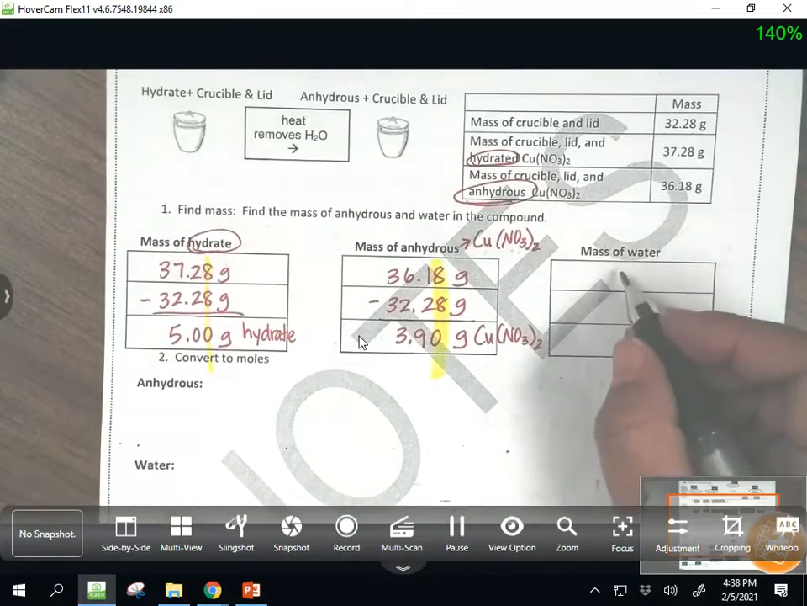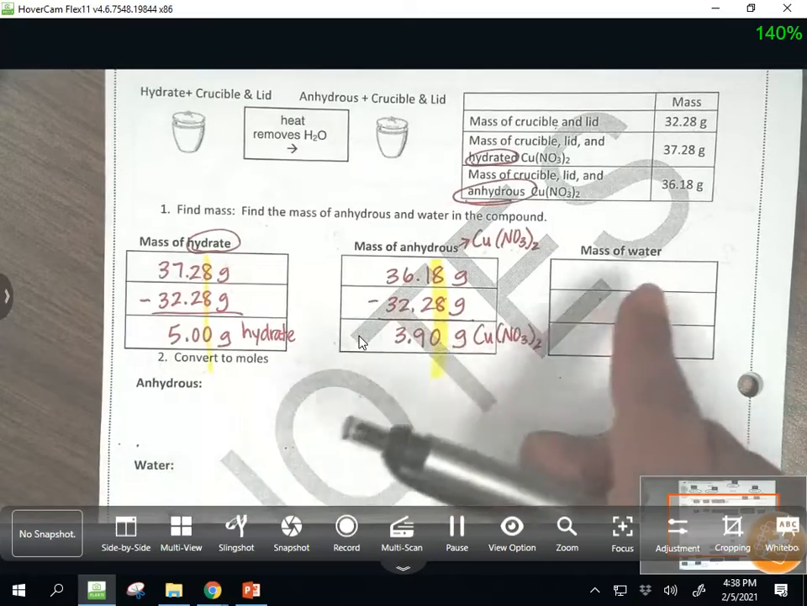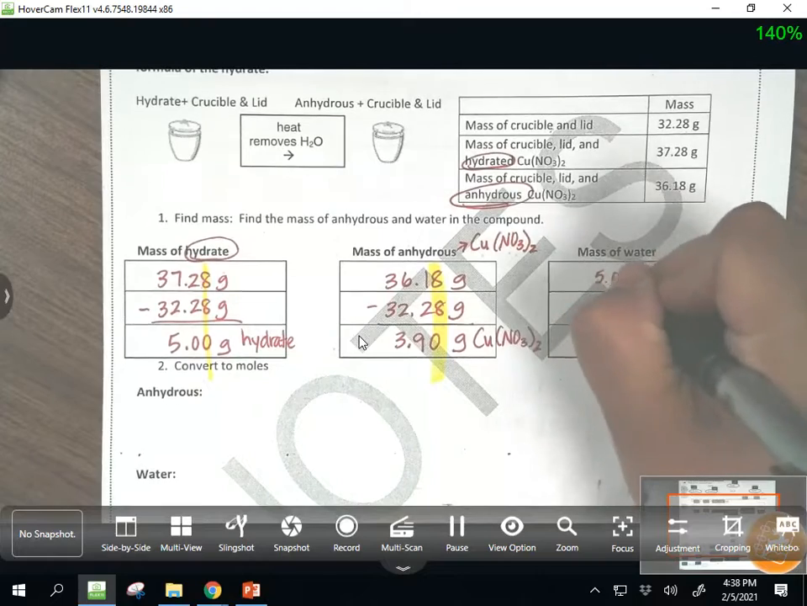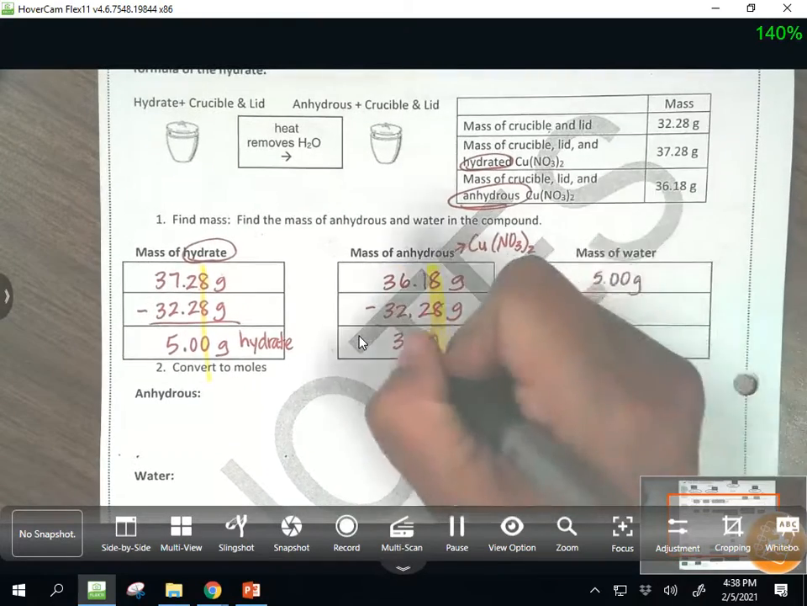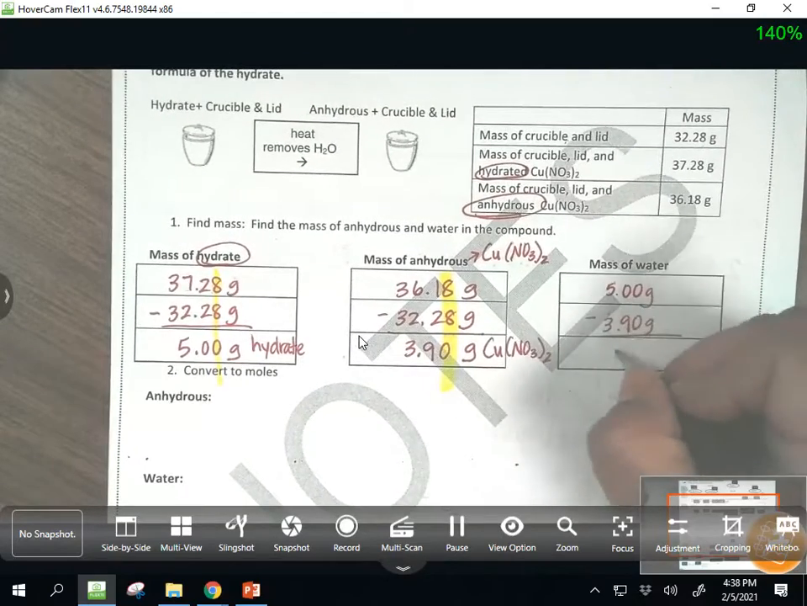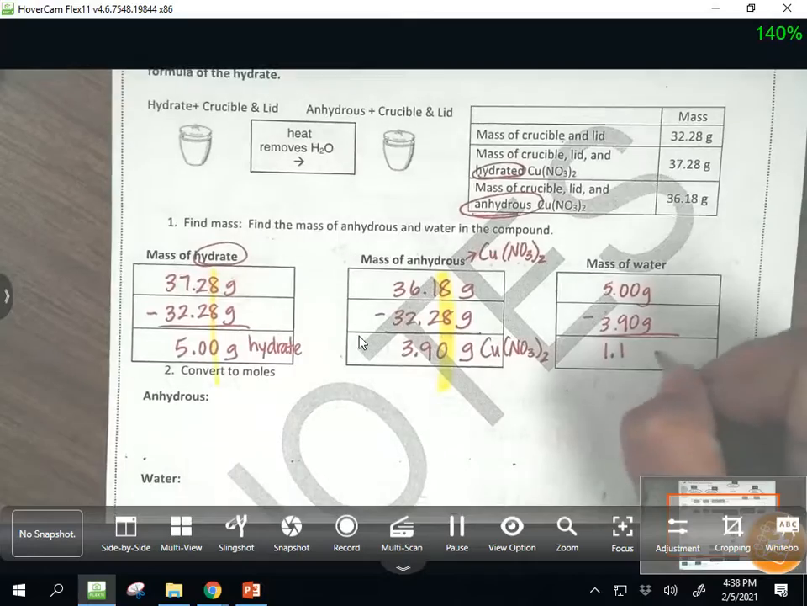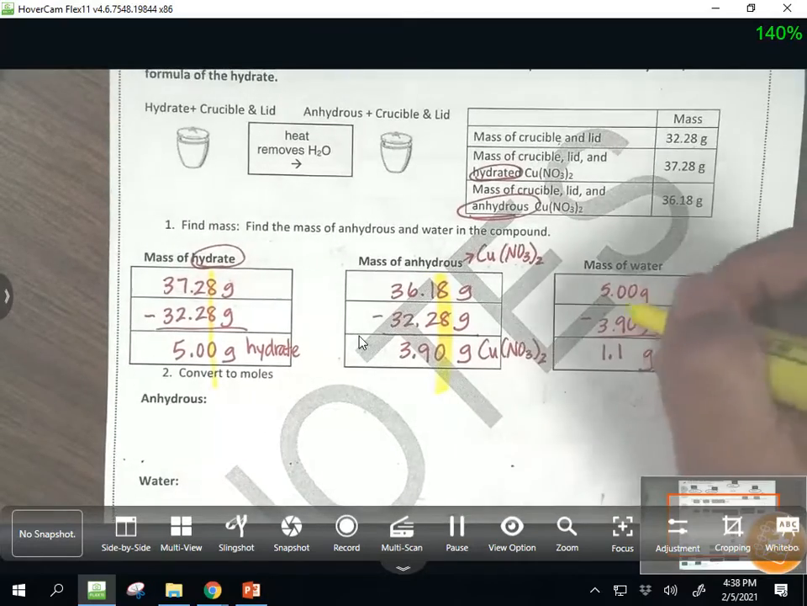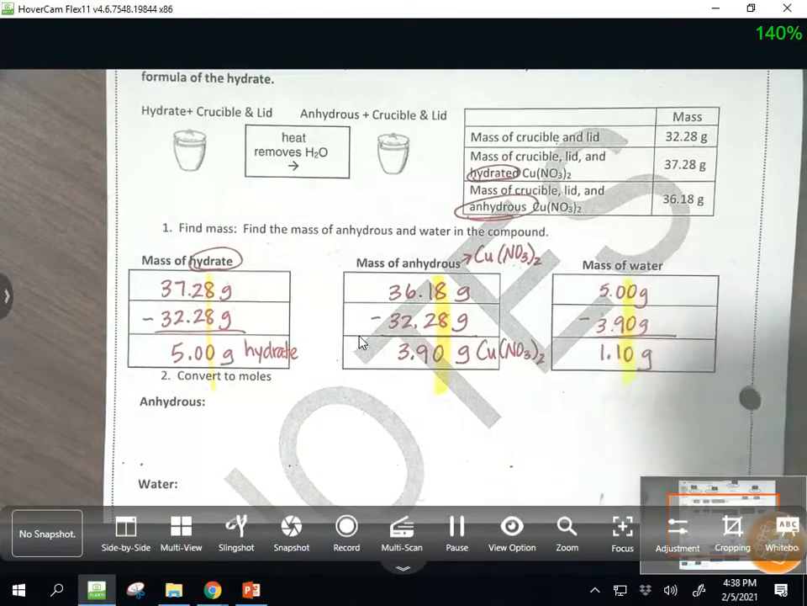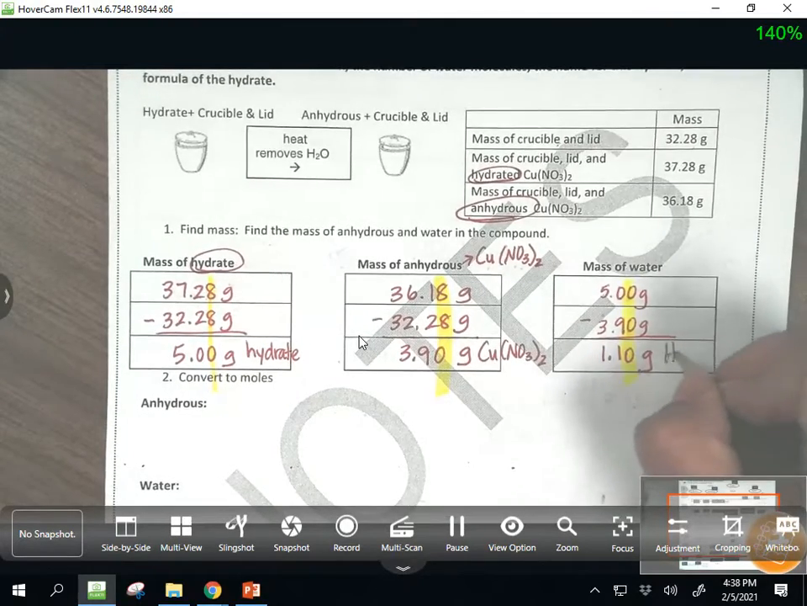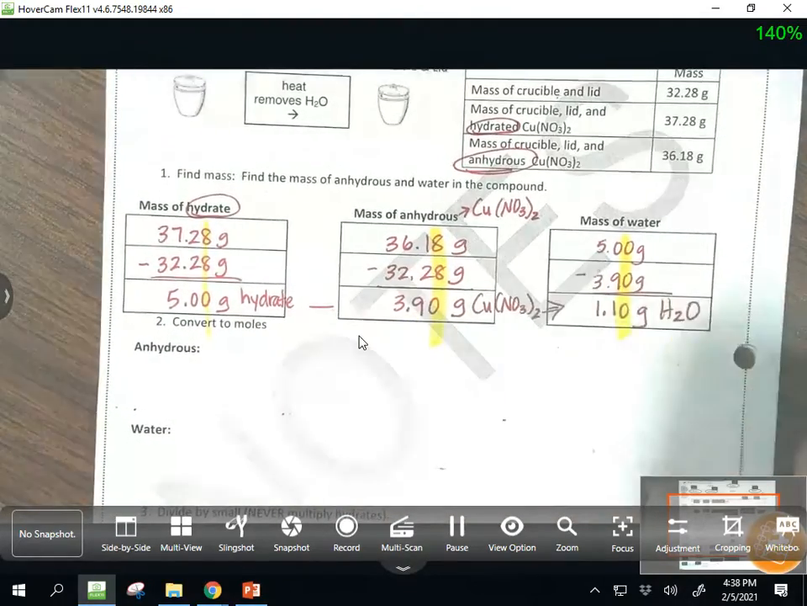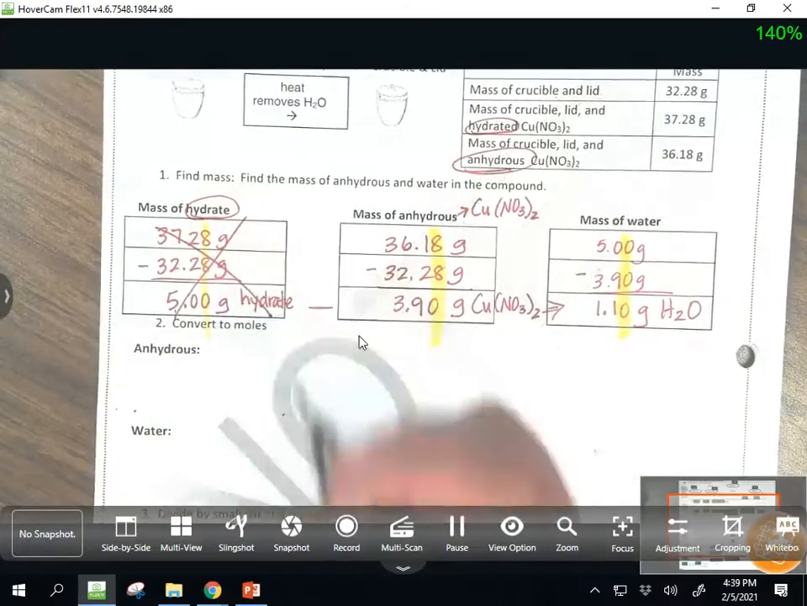So then now, the water. You take the hydrate minus the anhydrous to get the water. So I'm going to subtract these two now. I take 5.00 grams minus 3.90 grams. And when I do that, I get 1.1 in my calculator. Once again, I'm smarter than my calculator. I'm going to subtract, but I have to keep my leftmost uncertainty, so I keep that 0 of H2O.